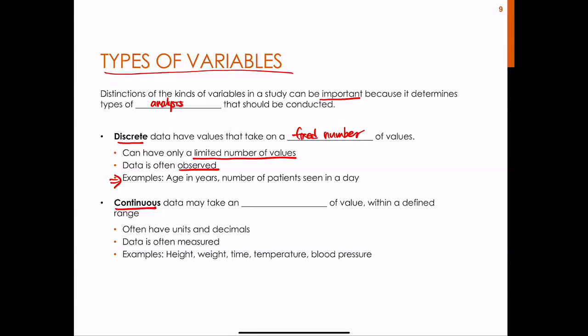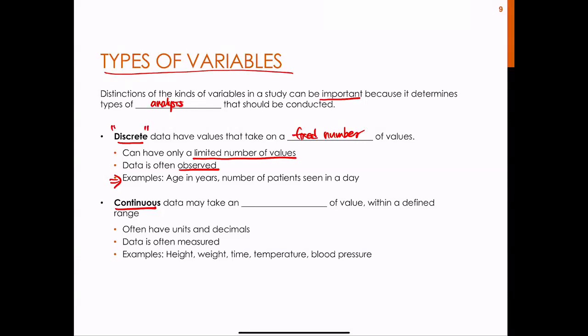Except for infants, usually we answer, I am 7 years old, 8 years old, something like that. We do not answer 7.8 years, right? So they have a fixed number of values. This is discrete data.